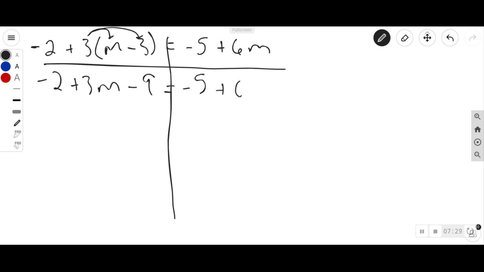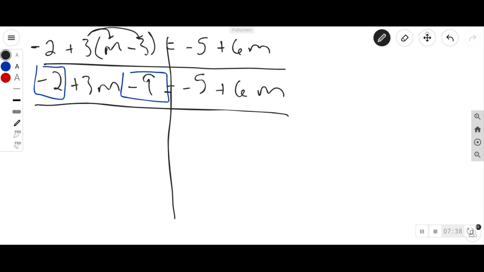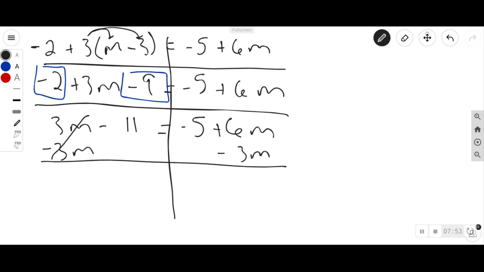-5 + 6m, just bring it all down. Now I do have some like terms over here on the left, so I'm going to combine those. So 3m - 11 = -5 + 6m. Now I'm going to move the 3m over here onto the right, just because I prefer it to stay positive. But again, that's up to you. So that's going to be plus 3m.